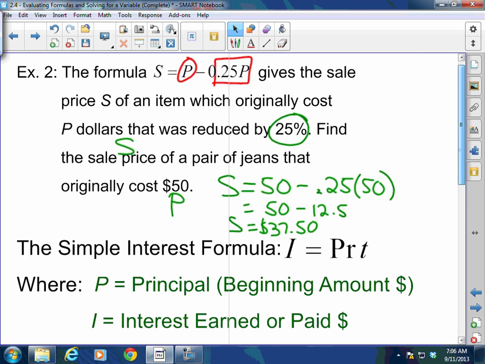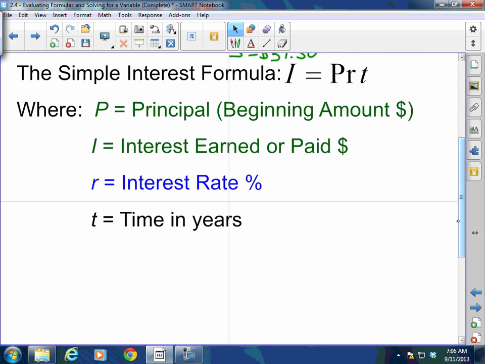All right. Now let's talk about a formula that's used a lot, that's very important, and I really want you to understand it. It's called the simple interest formula. The simple interest formula is capital I equals capital P times lowercase r times lowercase t, where P is principal. That's the beginning amount of money that you start with. That's what you invest or what you deposit, and we're going to talk about that in a second.